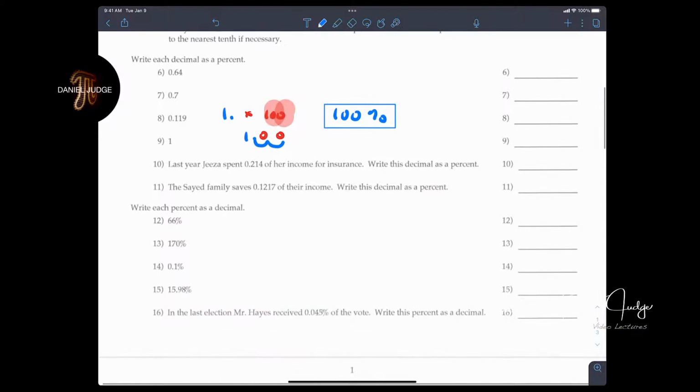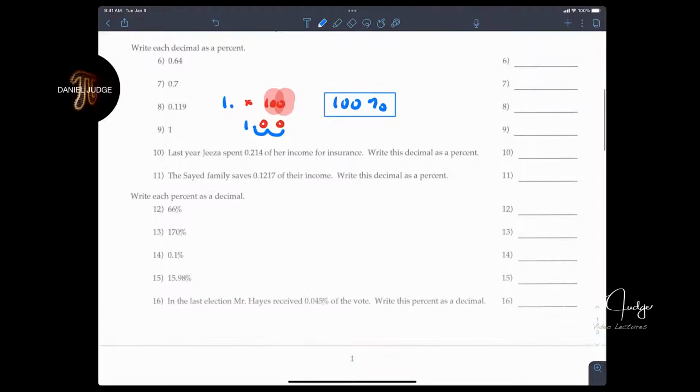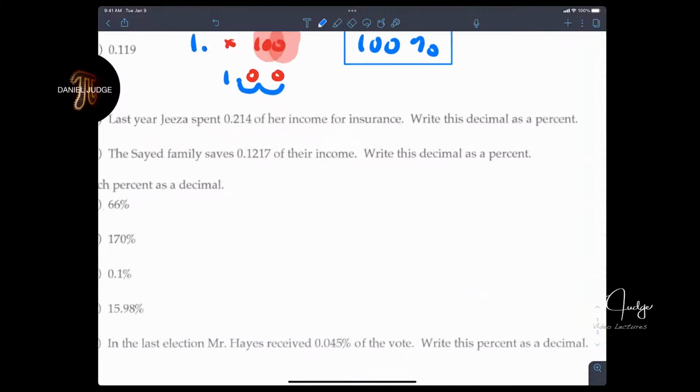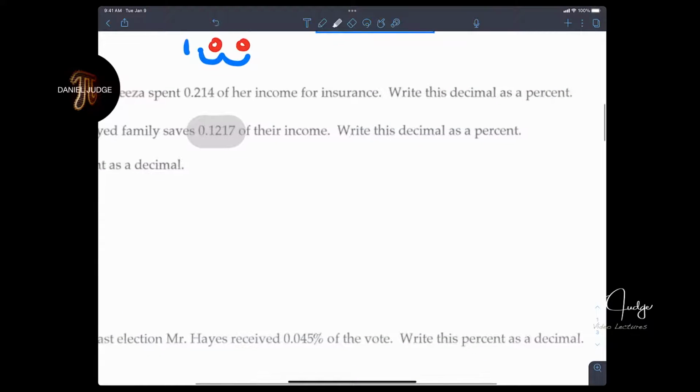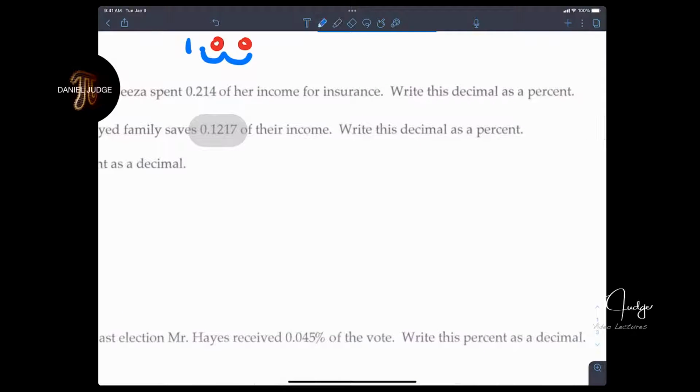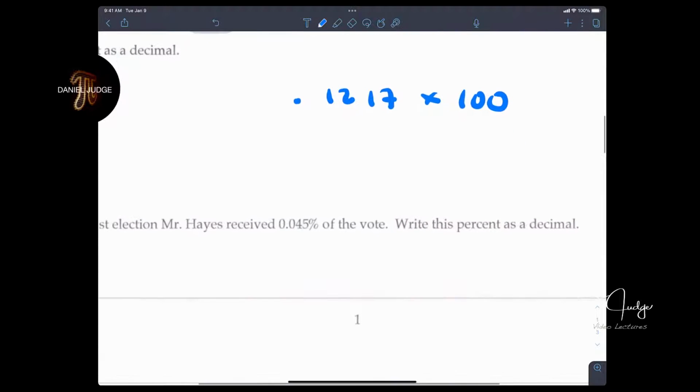All right, that leaves us to 11. Write each decimal as a percent. The Syed family saves 0.1217 of their income. This is a decimal, ladies and gentlemen. And they're going to say, write this decimal as a percent. So 0.1217 times 100. Remember, you can use your calculator, or you can actually just simply move the decimal 2 spaces to the right.